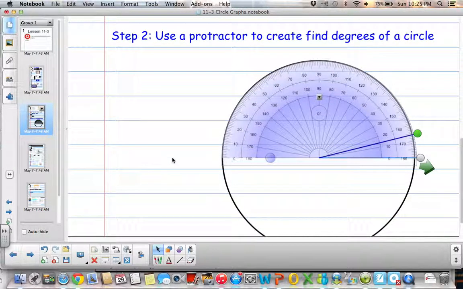Okay? We are going to do much more of these in class tomorrow, so we'll work with our protractors and do more of that, because that's the trickiest part, is the creating the degrees.